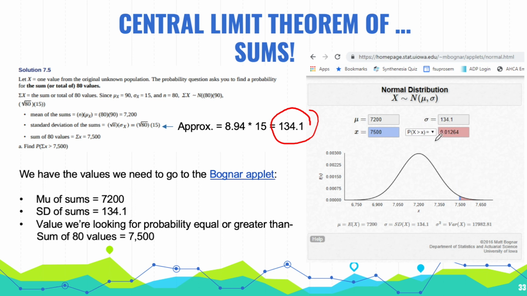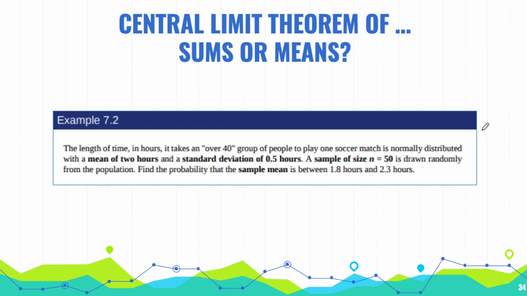So we select this drop-down option and we click away, and when we do, this small area is shaded, and it makes sense. We're looking for the probability, the area under the curve, greater than or equal to 7,500. And as you can see, we get this answer, about 1.264%. Excellent job. Let's go through another example.